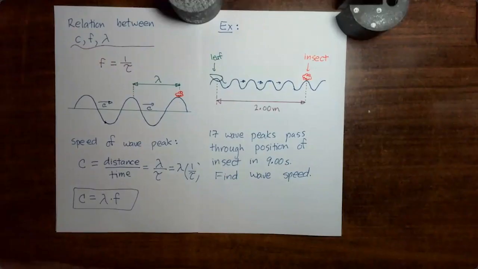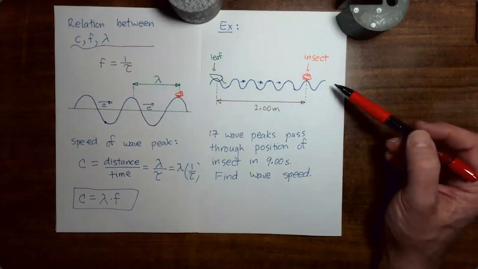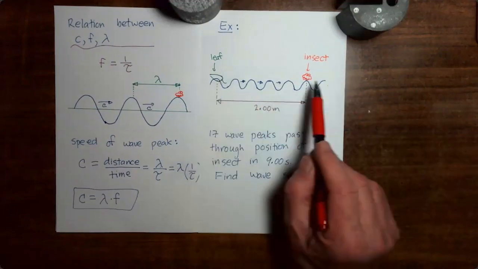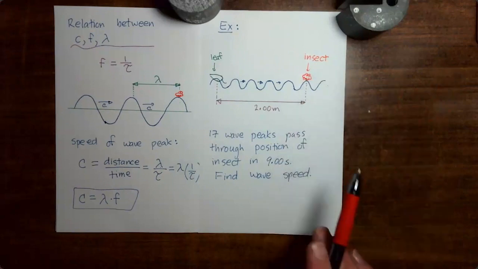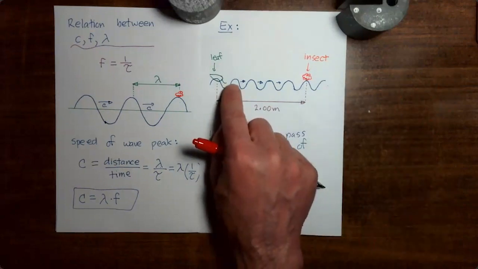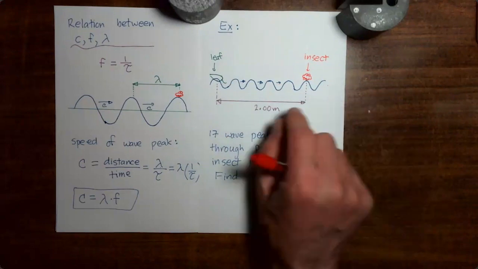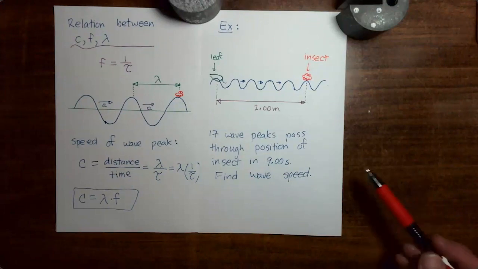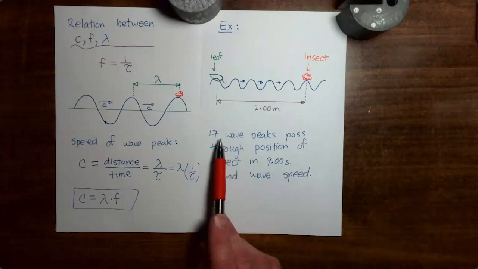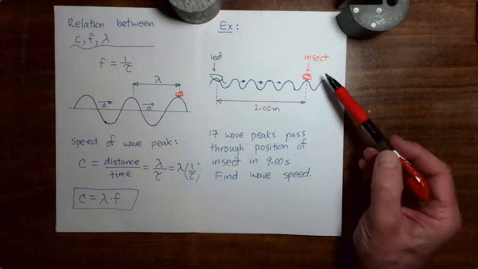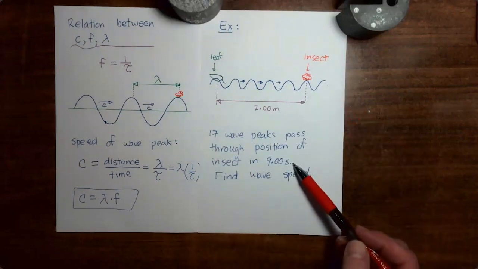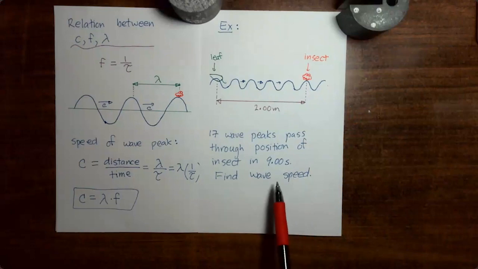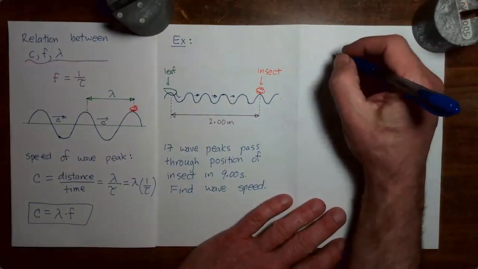Now we're going to do a simple example problem using this formula. In this picture here, I have both a leaf and an insect sitting on the surface of a lake, and a wave is passing through this region that has the leaf and the insect. The leaf and the insect are 2 meters apart, and we're also told that 7 wave peaks pass through the position of the insect every 9 seconds. We would like to find the wave speed. Let's give this a go.